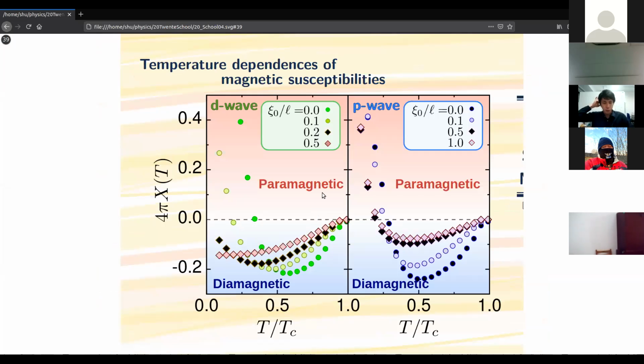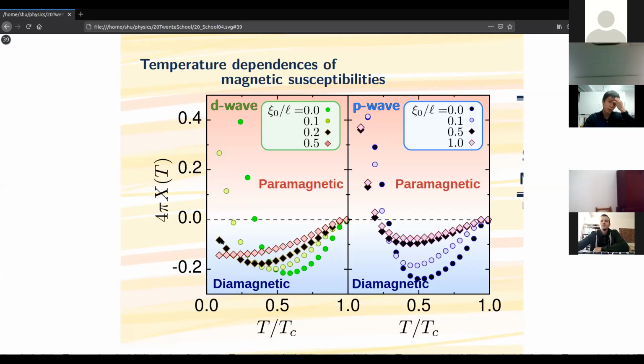The results are shown here. This is a result for the D-wave superconductor. This is a result for the P-wave superconductor. And this parameter can change the strength of the surface roughness. So the D-wave superconductor shows the anomalous, unusual paramagnetic response at low temperature when the surface roughness is weak. However, this paramagnetic response vanishes under strong surface roughness.